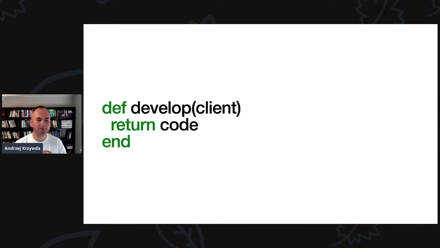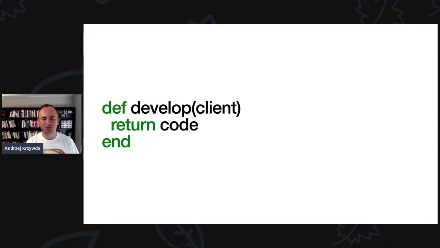What I mean by that is that we are basically a function as developers. We have this function called develop, and we take client as an input. Maybe it's some kind of client communication, and then we return code. We are a black box. We are a pure function. For all of you who are functionally oriented, you should feel satisfied because we are functions.